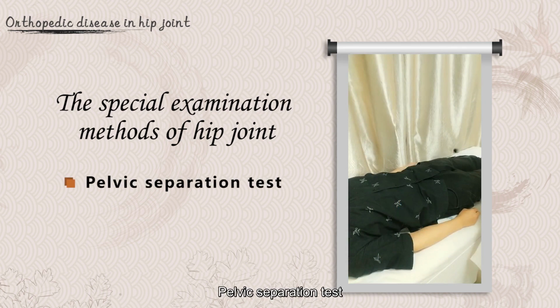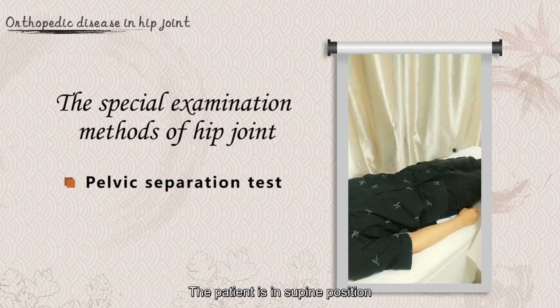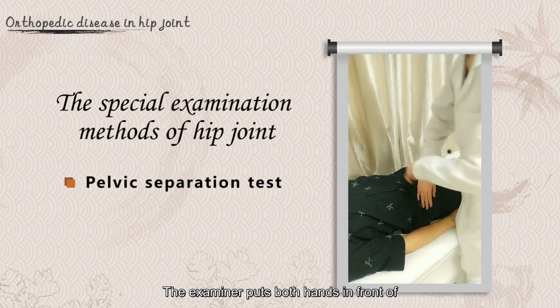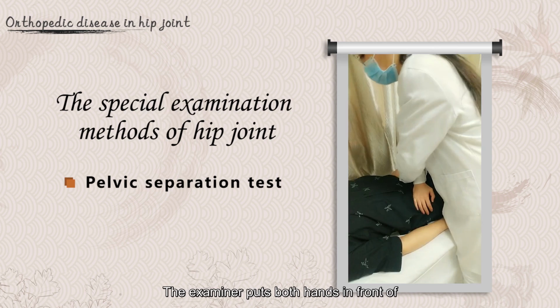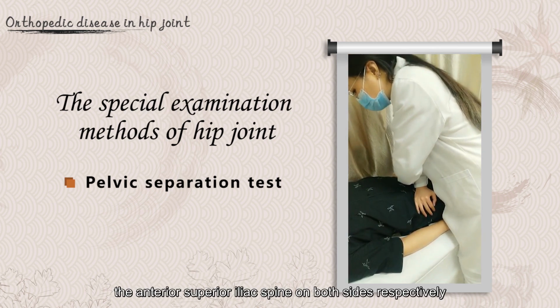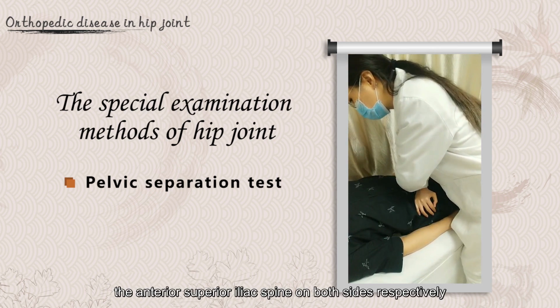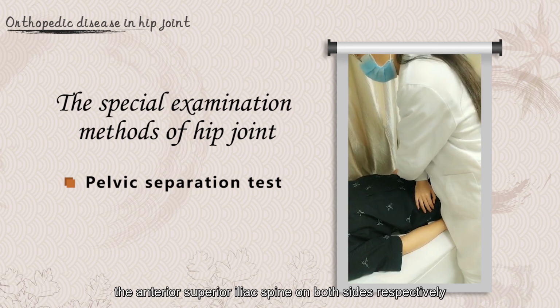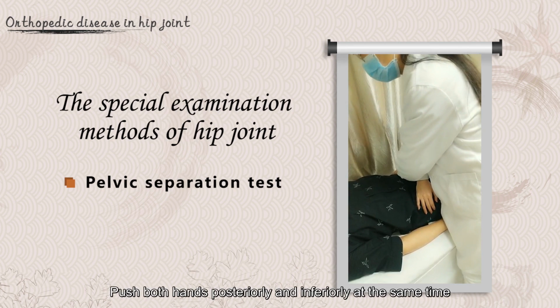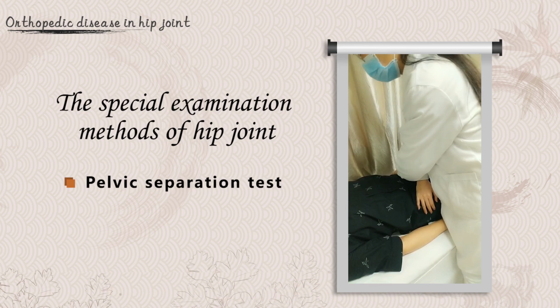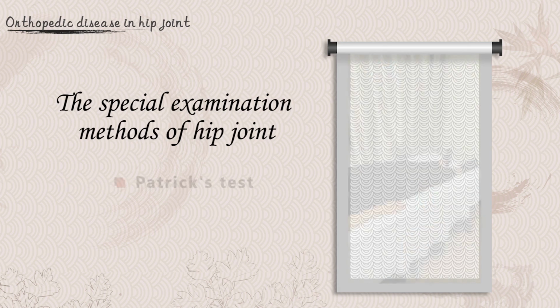Pelvic separation test. The patient is in supine position. The examiner puts both hands in front of the anterior superior iliac spine on both sides respectively. Push both hands posteriorly and inferiorly at the same time. In case of pain, that's a positive separation test of the pelvis.